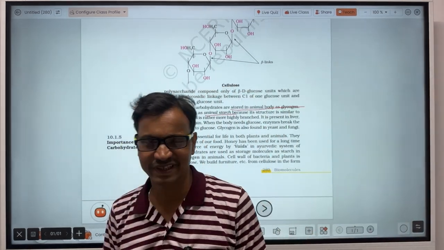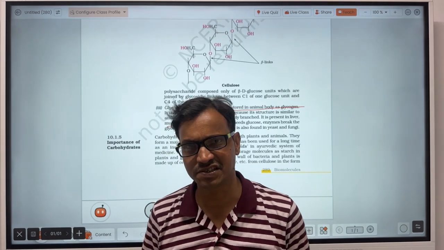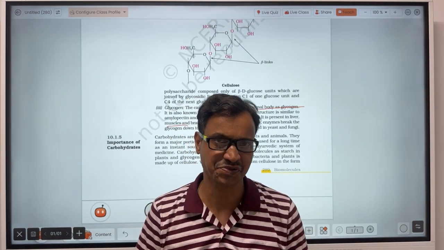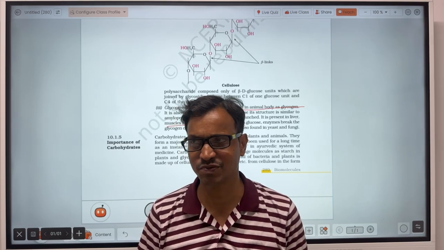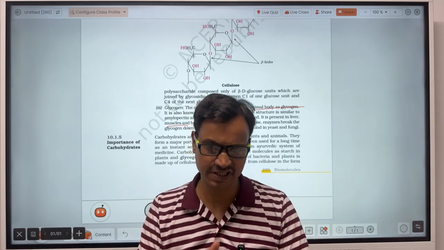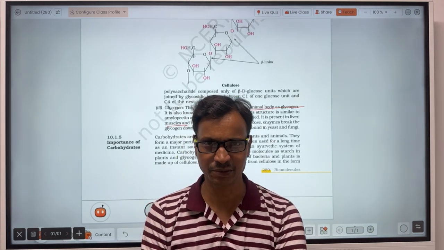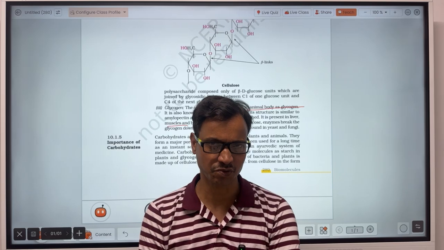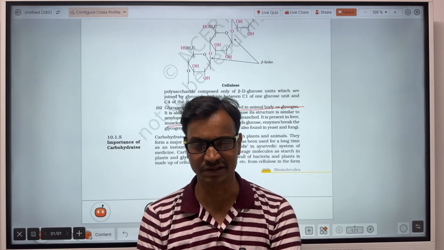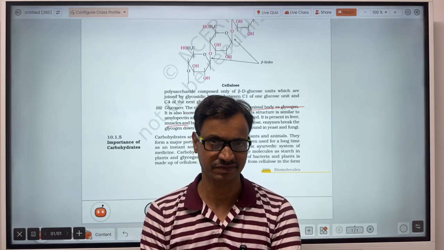Okay, so what happened here? That's in the form of glycogen. The starch stores in the liver. What happened when you consumed the foods and there is formation of glucose? Then this glucose will combine together and will form glycogen. And they will store in the liver.